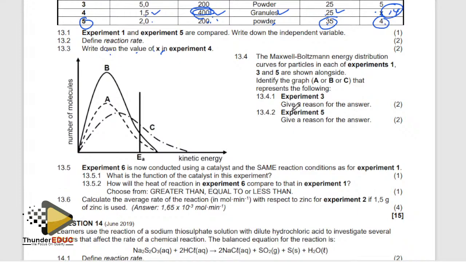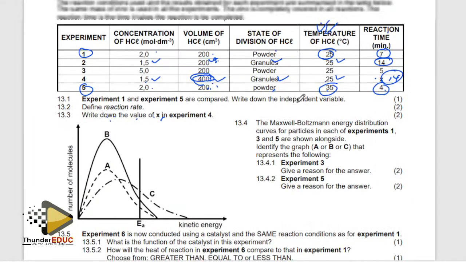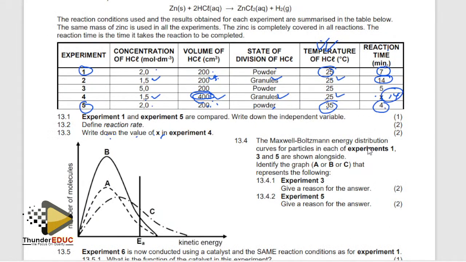Experiment 3. What's happening with experiment? Because they say experiment 1, you see guys, you have to know how to analyze this. Experiment 3, this is experiment... Let me clean this out because I don't want it to disturb us when you're analyzing. Yes. Experiment 3, experiment 1, and experiment 5.